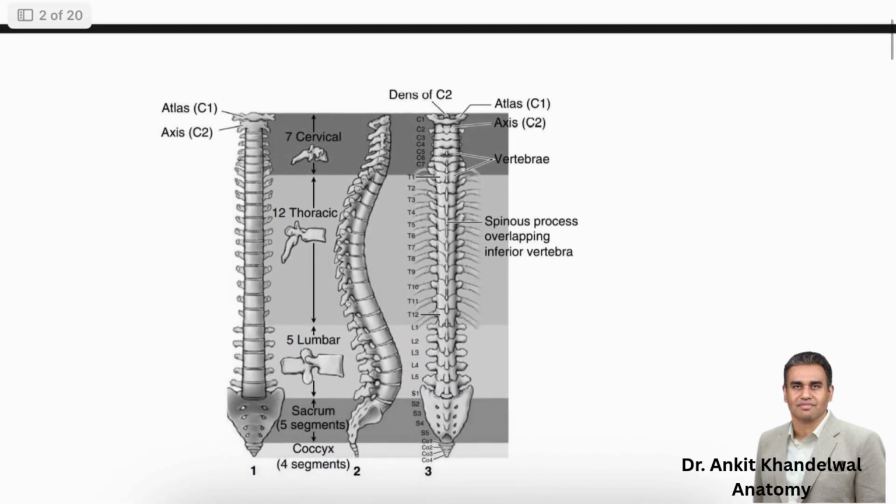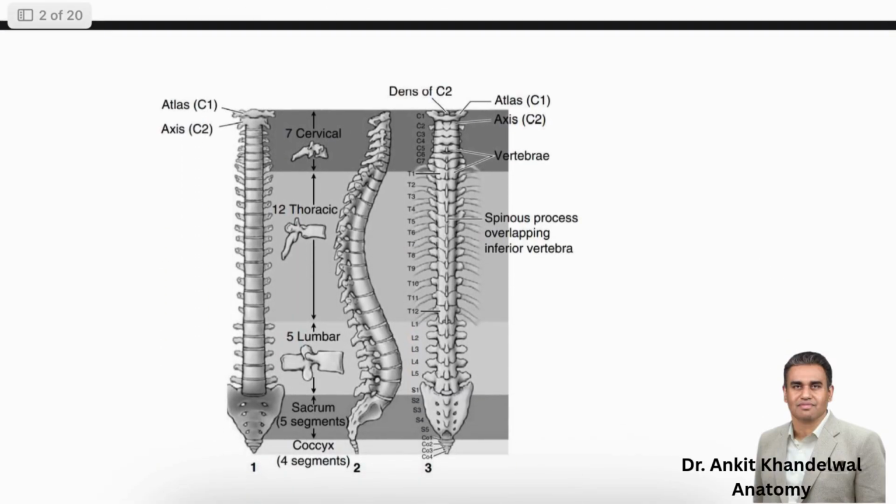So here in this image we can see all the fused vertebrae. We have 26 vertebrae. Number 1 labeled is the anterior view. You can see the cervical vertebrae, the thoracic, the lumbar, the sacrum, the coccyx. Figure number 2 is the lateral view, and you can see the curvatures of the vertebral column that we'll discuss.